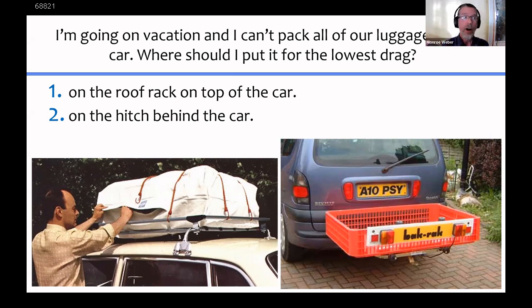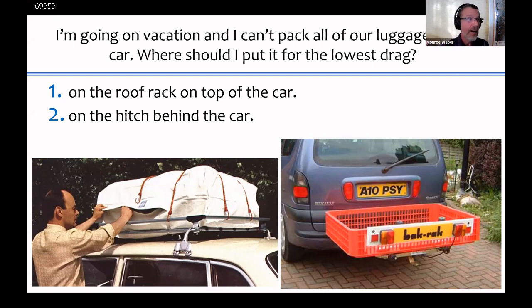You know, what's interesting is on the hitch behind the car, you're essentially putting your luggage in the wake. And it's already in the wake. The added drag is minimal. I'm sure there's probably some additional effect, but it's tiny.